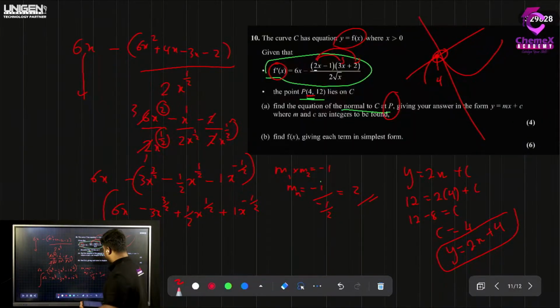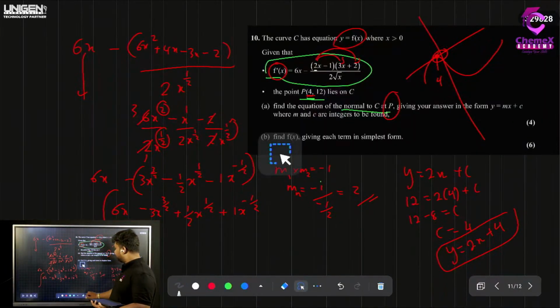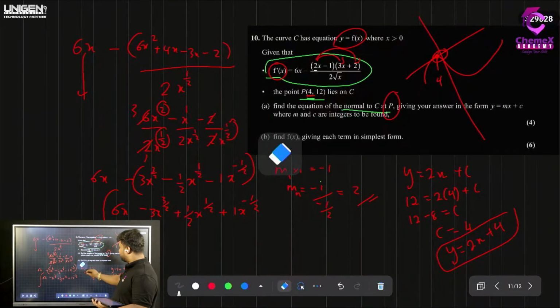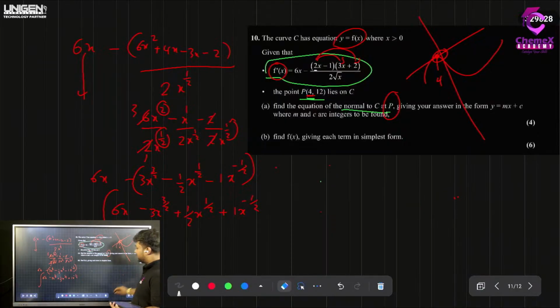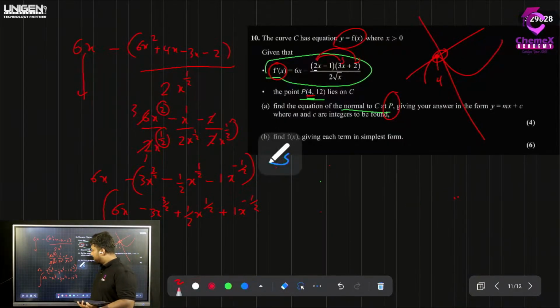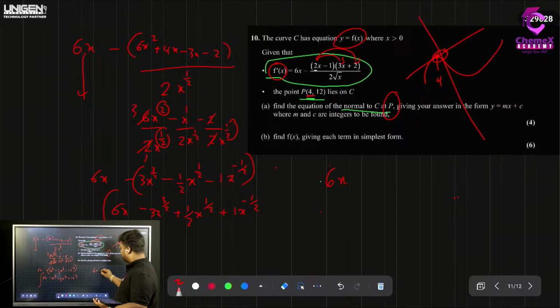So how do you integrate? Basically, integration is the easiest topic in the entire book, because we have only a few things in AS. A2 level is where the harder parts are. So how do you integrate this? 6x squared divided by 2 minus 3x to the power 3 over 2 plus 1, here 5 over 2. So divided by 5 over 2.